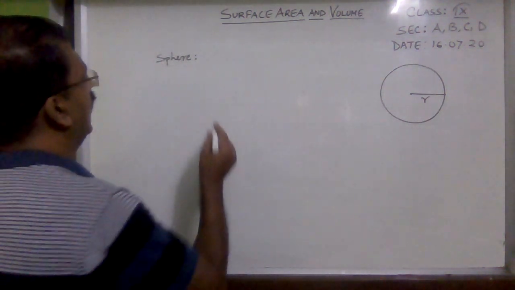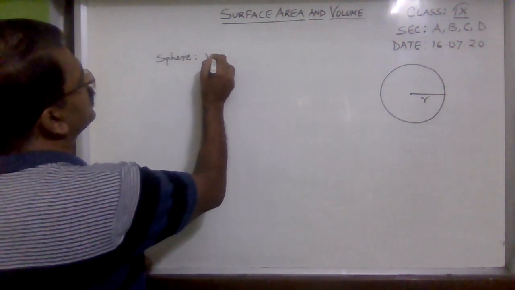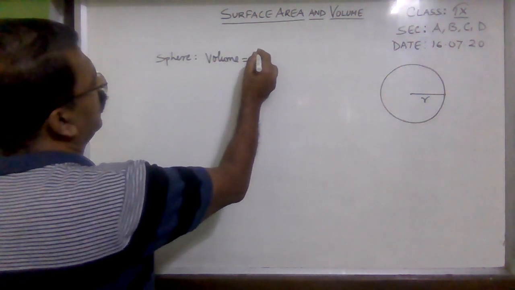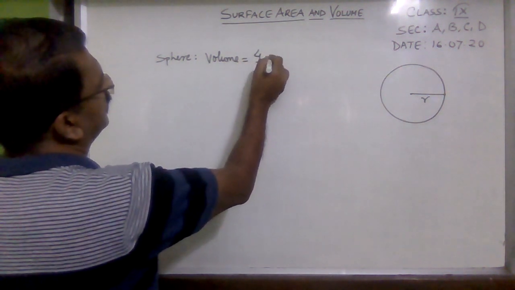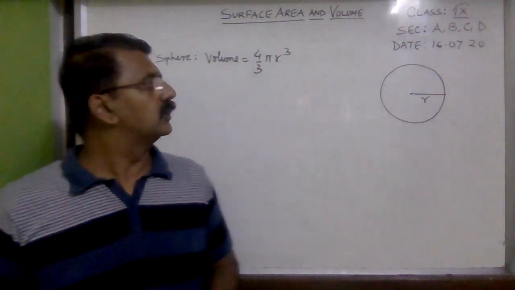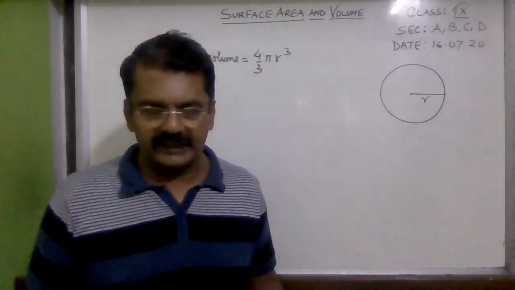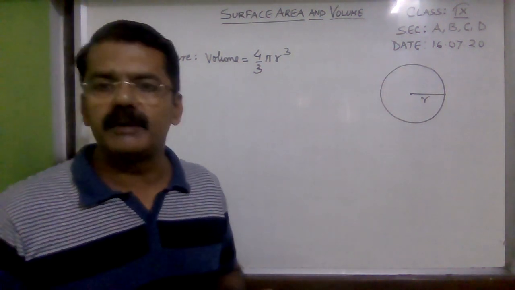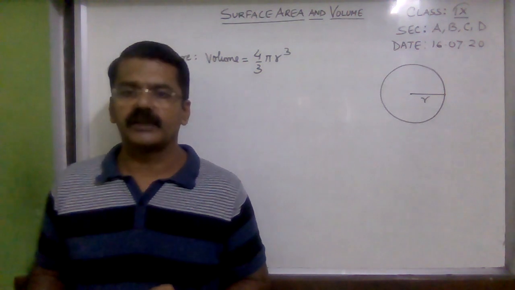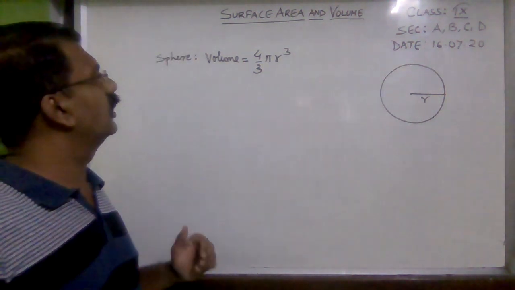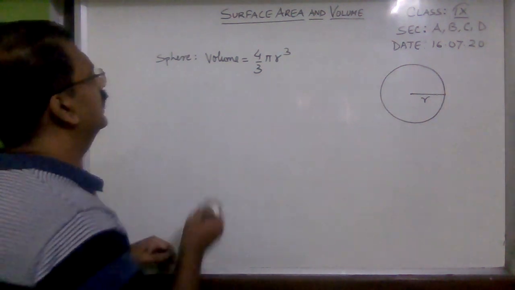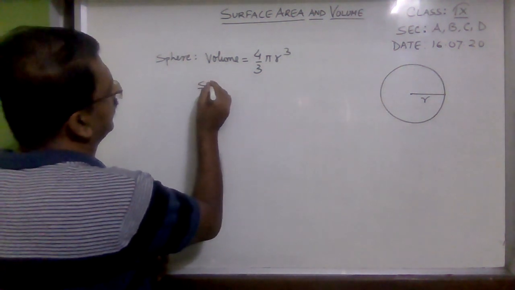Now the radius is r. So the volume of a sphere: the formula for the volume of a sphere is 4 by 3 pi r cube. As no height is there, you won't get h in the formula. The volume of the sphere will be 4 by 3 pi r cube. Again, the derivation of this formula is not in your syllabus. So volume is 4 by 3 pi r cube, and the surface area.